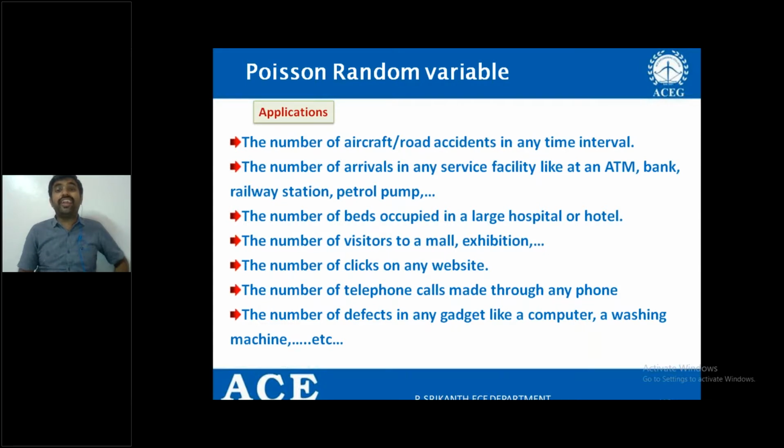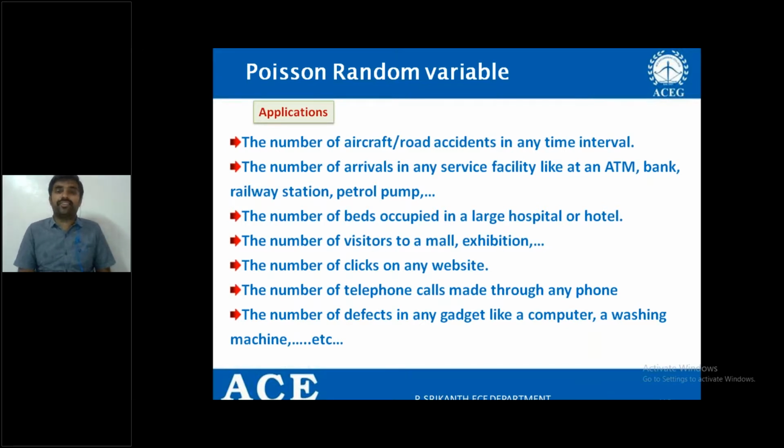Or the number of deliveries in any hospital, if you consider the number of deliveries for 1 year, 365 days, can be considered as a Poisson random variable. Why? Because these numbers are not fixed, they are random in nature. Therefore, that can be considered as a random variable, right? The number of beds occupied in a large hospital or a hotel can be considered as a Poisson random variable.